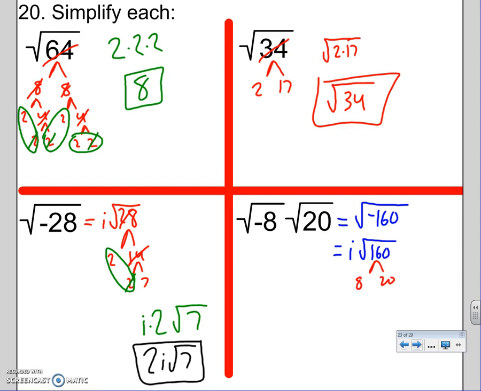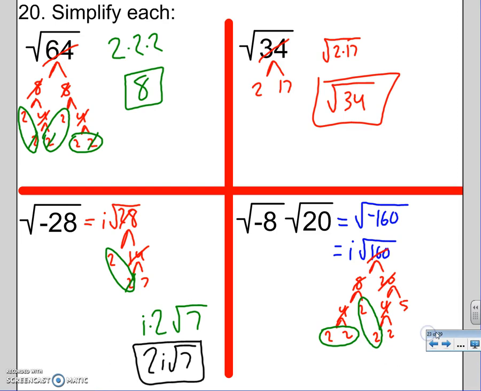That's the easy one. 8, again, is 2 times 4, and 4 is 2 times 2. 20 is 4 times 5, and 4 is 2 and 2. We're doing the prime numbers. Find all my pairs. I'm going to start with them. Here's a pair of 2's. Here's another pair of 2's.